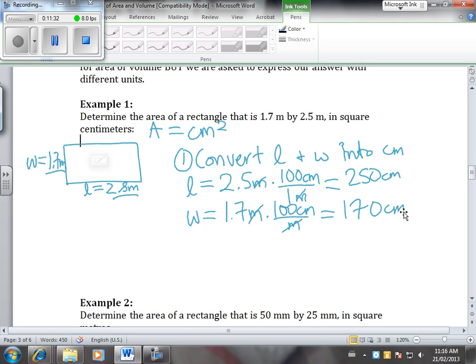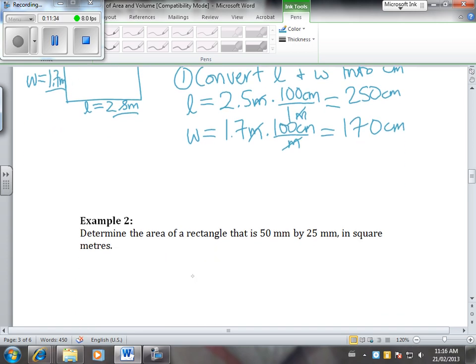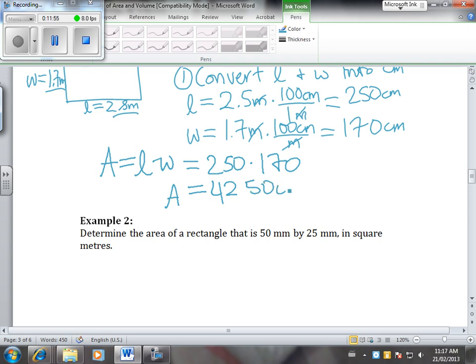And now all we do is find our area. Our formula for area of a rectangle is A equals length times width. And we'll get 250 times 170. And so A equals 42,500 centimeters squared.